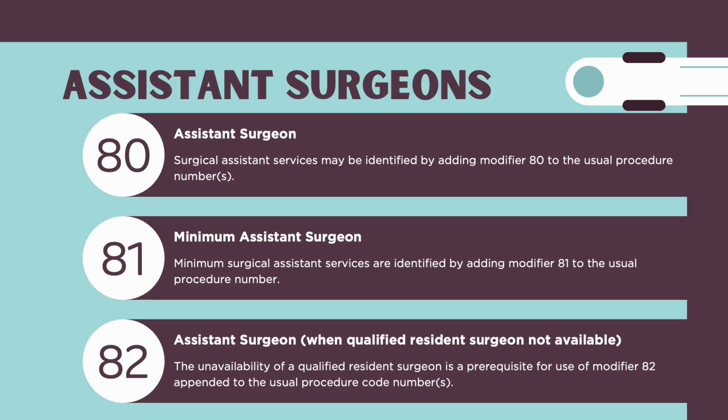Now, there may be times when a surgeon requires assistance during a procedure. In the instance that the assistant is present for the entire operation, or at least a substantial portion of the procedure, modifier 80 should be appended to the assistant's claim. When the assistant is only needed for a short period of time, modifier 81 would be appended to their claim. And lastly, in a teaching hospital that employs surgical residents, when a qualified resident is not available to assist and another surgeon has to step in, the assistant would append a modifier 82.